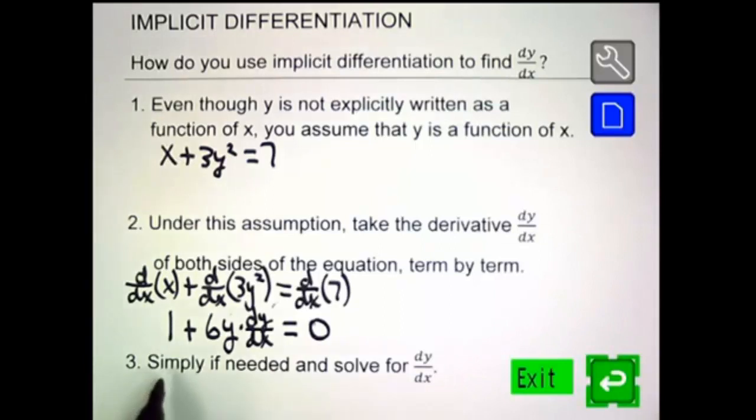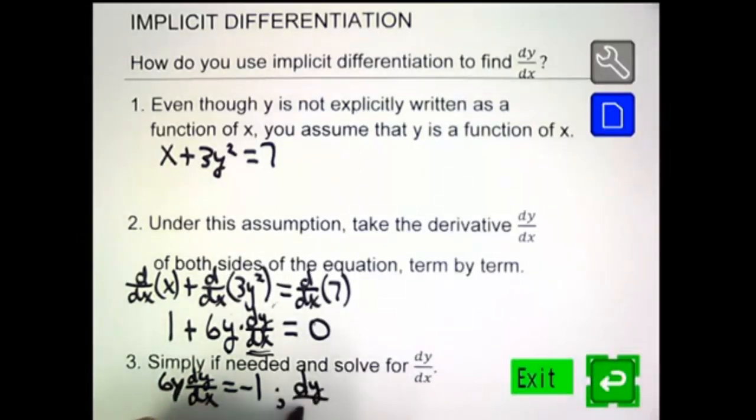The last step in the process is to simplify this if you need to, and then solve for dy over dx. In other words, get dy over dx on one side by itself. That's easy enough because this problem is pretty simple. I just need to subtract 1 from both sides, and I would get 6y times dy over dx is equal to negative 1. Then if I divide both sides of that equation by 6y, I would get dy over dx is equal to negative 1 over 6y.